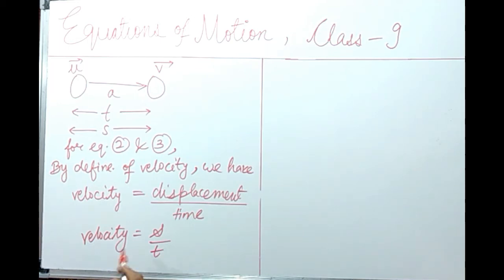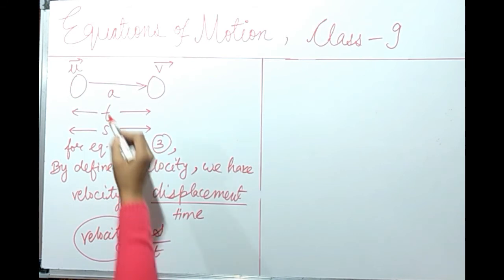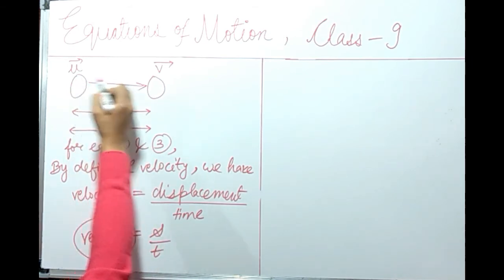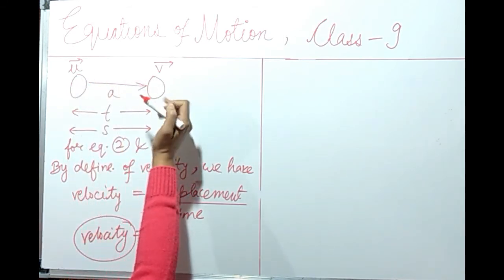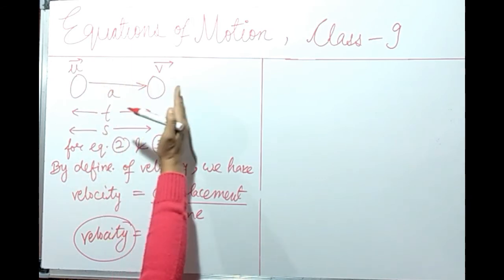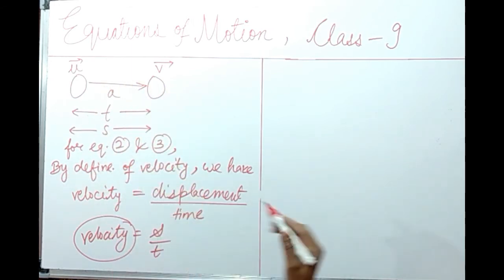Now the question arises, what velocity are we going to take here? Since the velocity is changing, initially it was u and it is changing to v. Velocity is not constant, it is changing. So here we will take average velocity.